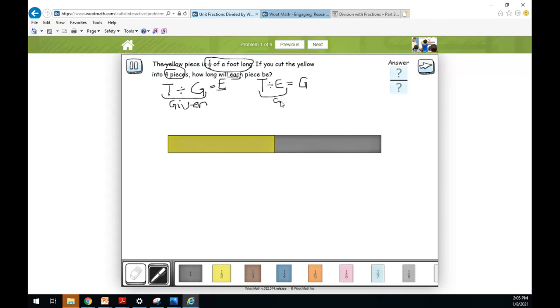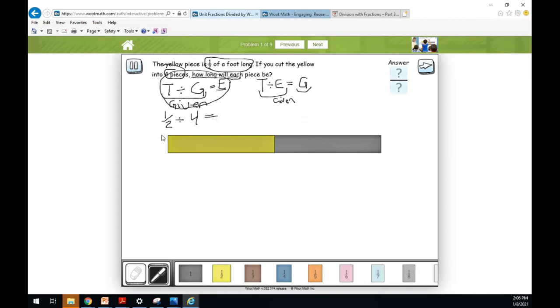This is what's given. This is what you need to find. Since my question is telling me to find the each, I'm looking at this type of equation. So I'm going to plug in my information. 1/2 is representing my total. That is what I'm starting off with. And in this problem, I'm going to be cutting them into groups of 4. So I need to figure out how much is going to be each piece.